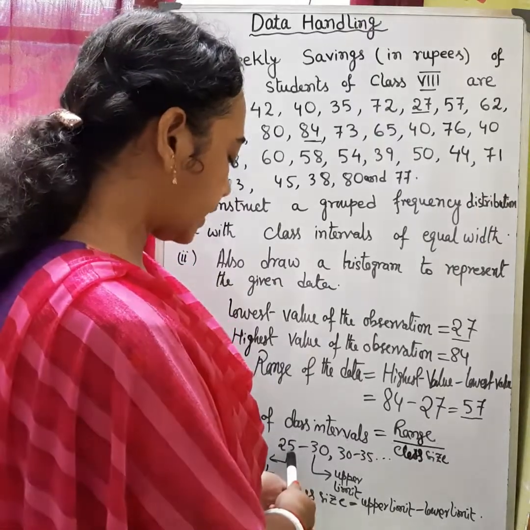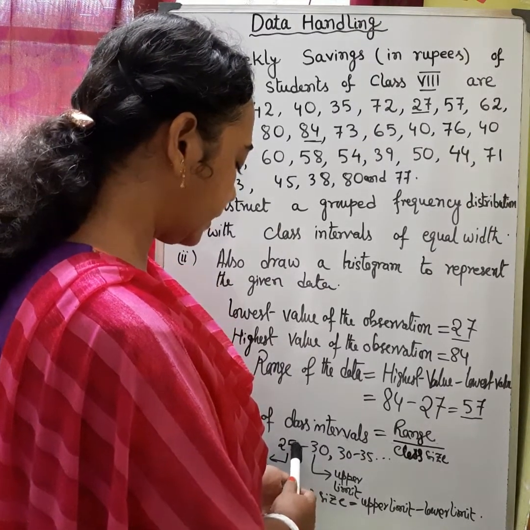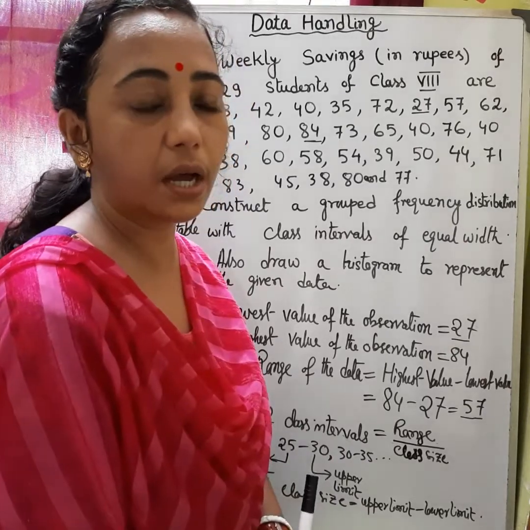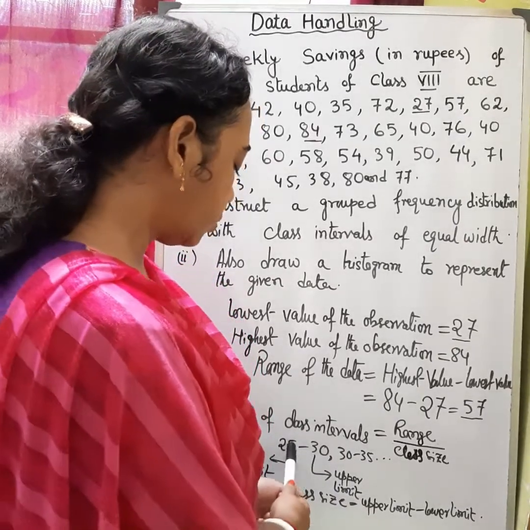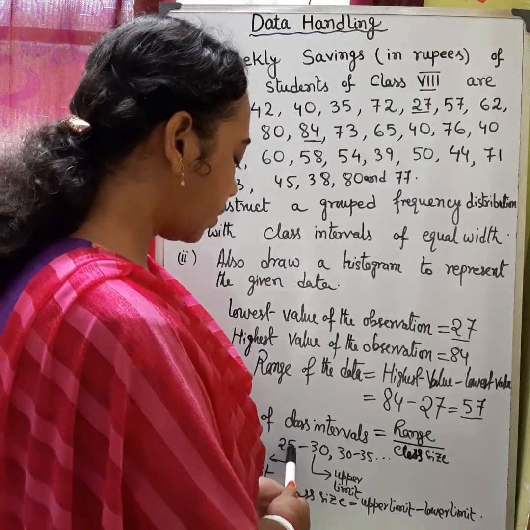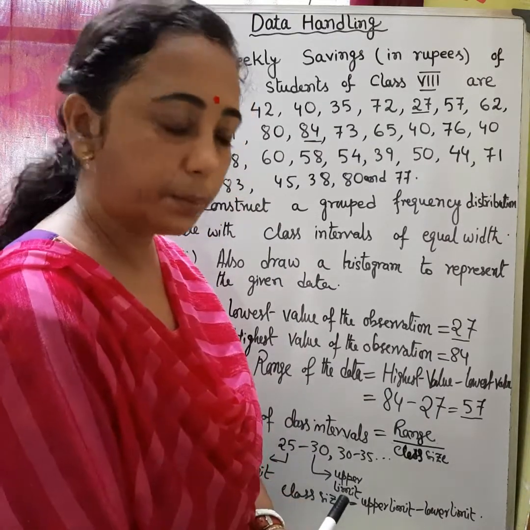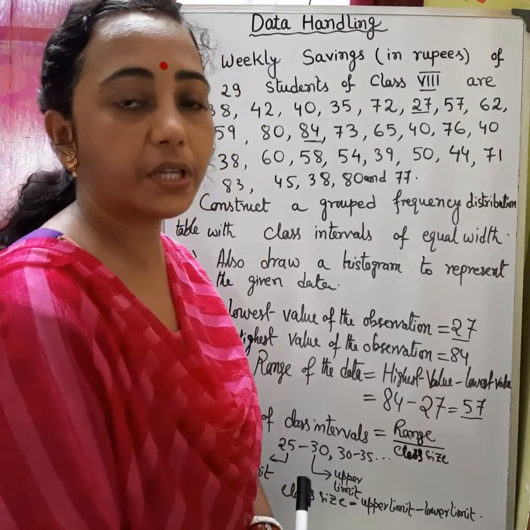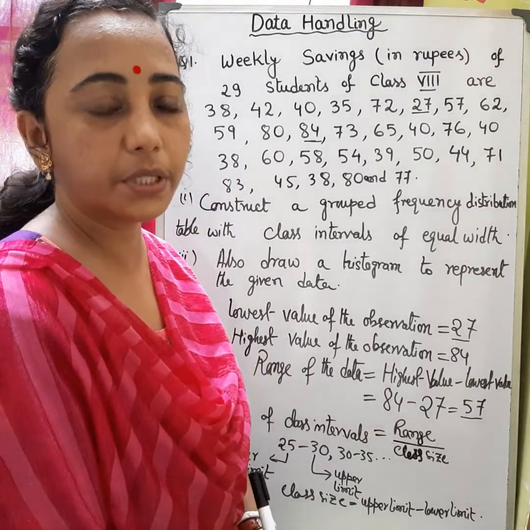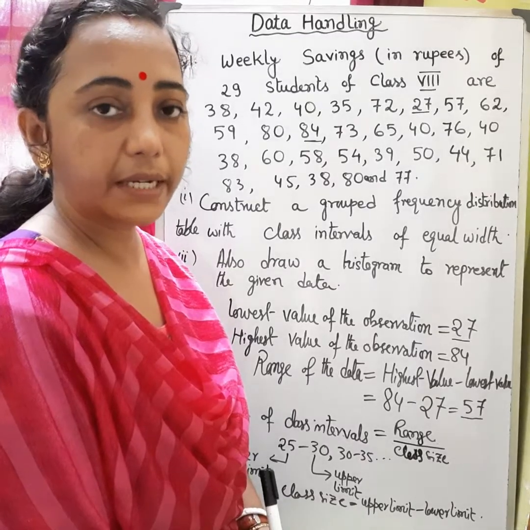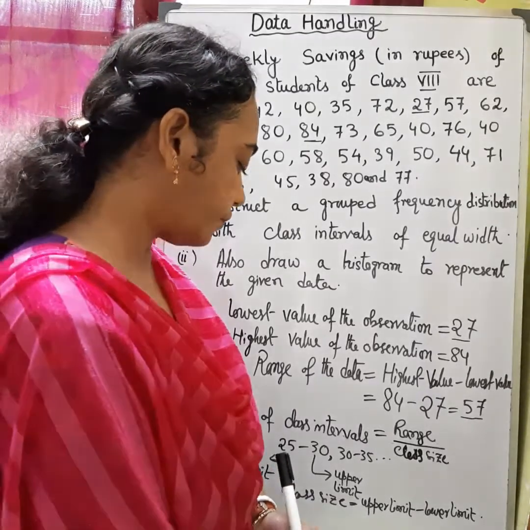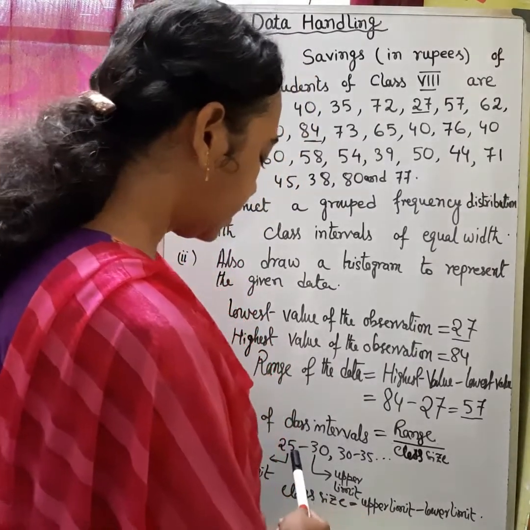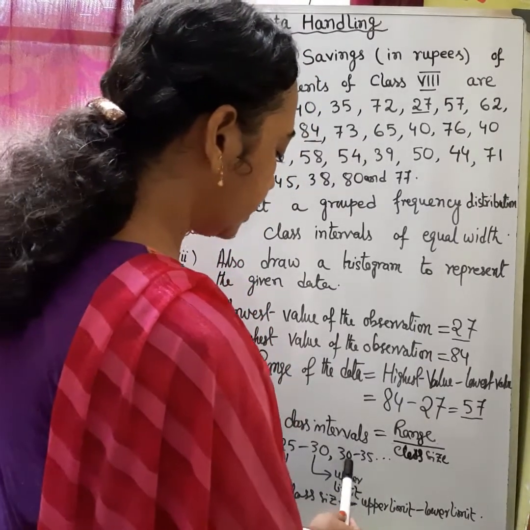Now in each of the class intervals, say 25 to 30, the left hand side number is called the lower class limit and the right hand side number is called the upper class limit. Here the lower class limit is smaller than the upper class limit. And if we find the difference between the upper class limit and the lower class limit, whatever difference we get is called the class size of each of these class intervals. So all have the same class size, if we consider 25 to 30, 30 to 35.